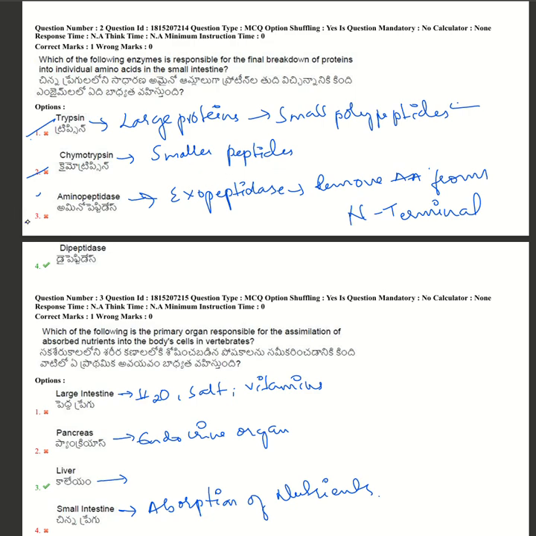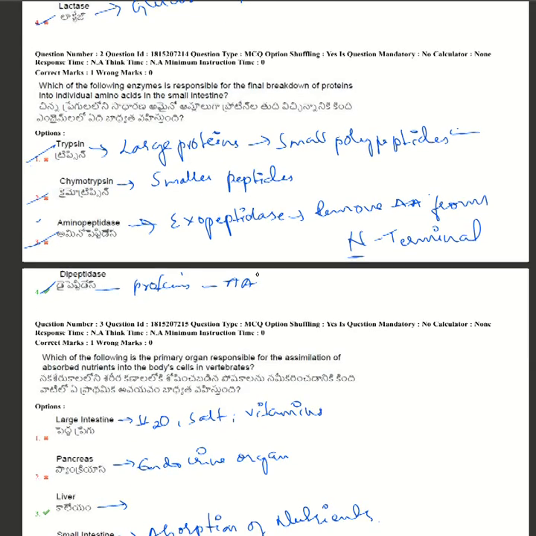Then aminopeptidase, it is an exopeptidase. It will remove the amino acid from the N-terminal chain. Okay, so ultimately the final one is dipeptidase. It will break down the large protein into the single individual amino acids. Okay, so the answer is dipeptidase.